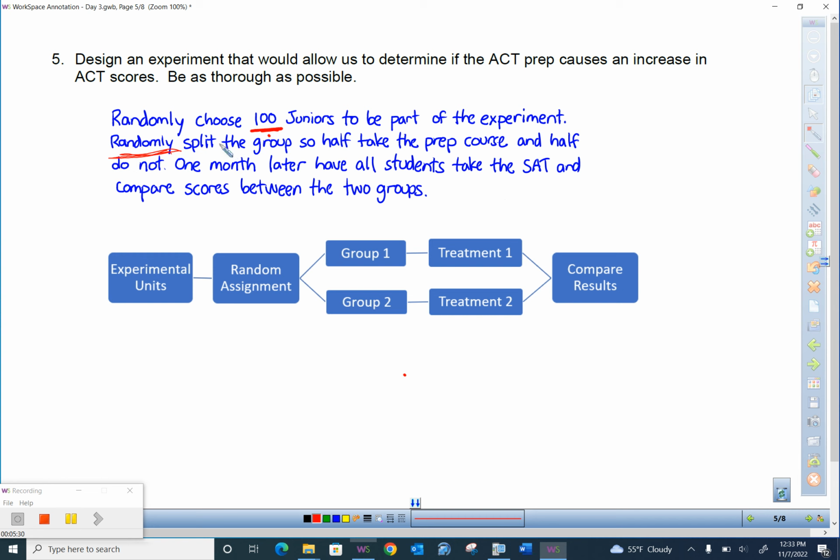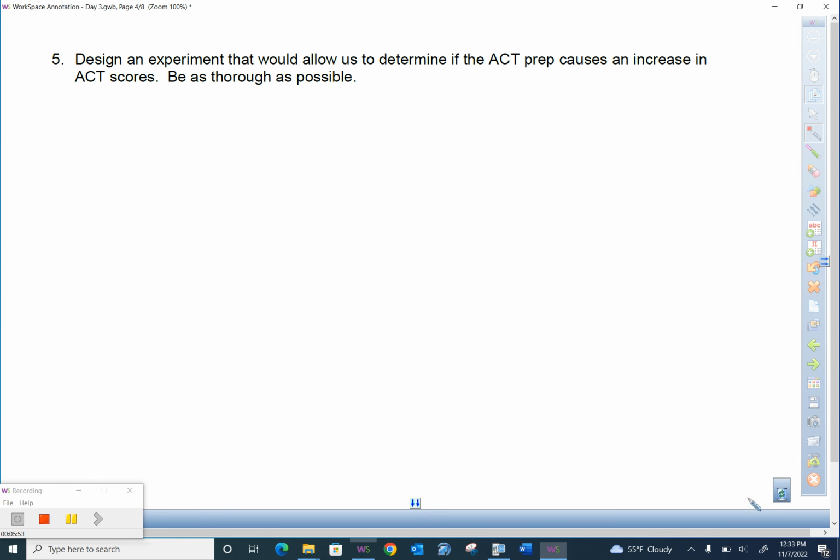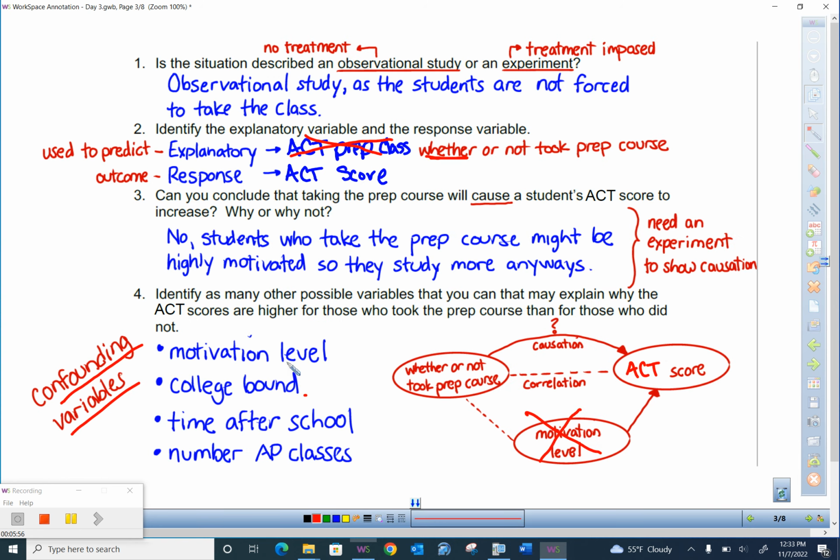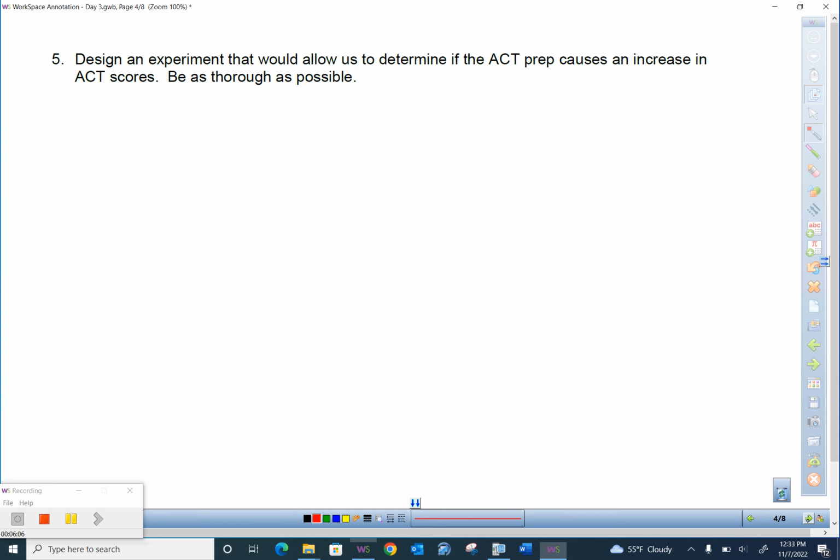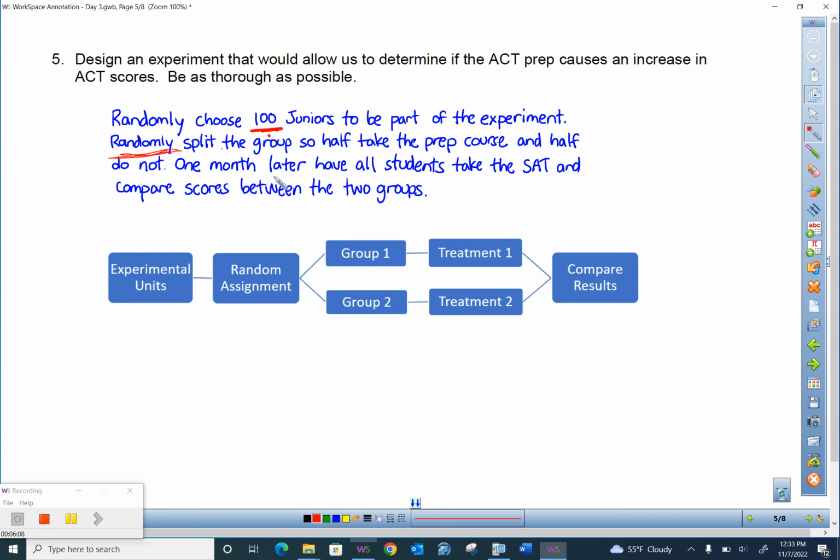Okay, this is going to take care of the other variables where it could have been talking about motivation. I'm going to go back here real quick. People who are motivated may want to take that ACT prep, but we're taking that out of there because we are assigning it randomly. Same thing for these other examples. And then from there, we are going to have them actually take the course, so we're applying the treatment, or the thing that's being changed. And then one month later, they're all going to take the ACT. They did this example with an SAT, but the ACT, and compare the scores between the two groups.